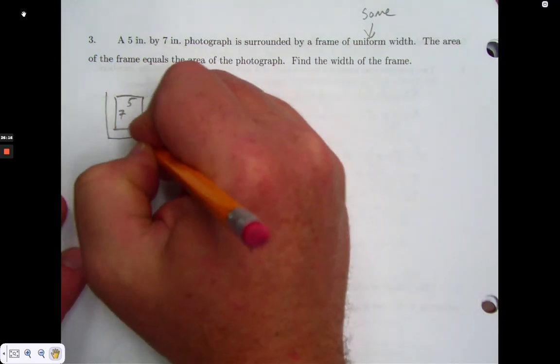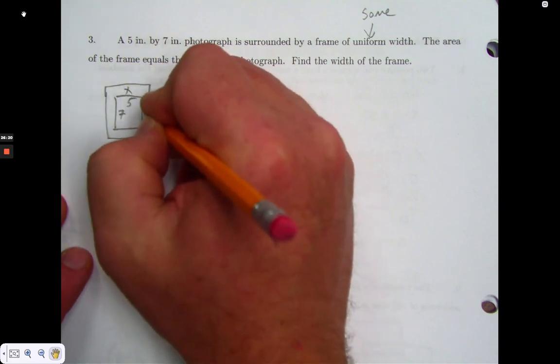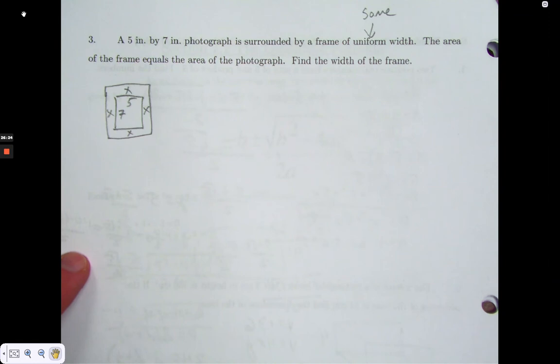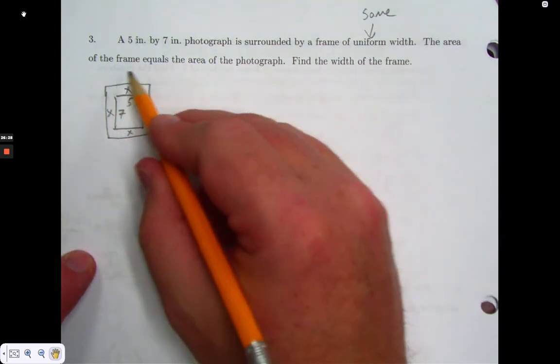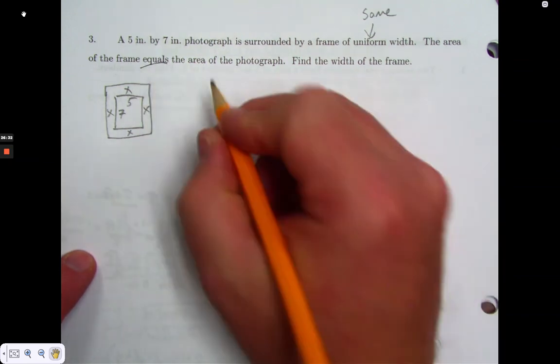So I draw a nice little frame, and each one of these is that same width. So we're going to identify that width as being x. Okay, we know that, and then it says the area of the frame equals the area of the photograph.